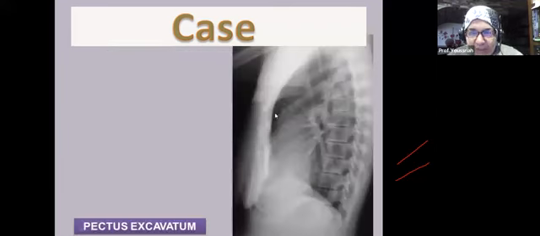Here we have pectus excavatum. The lower part of the sternum is rather depressed backwards, as you can see here. It's not straight, and this may cause a patient to have dyspnea sometimes. Even sometimes it might lead to some murmurs.